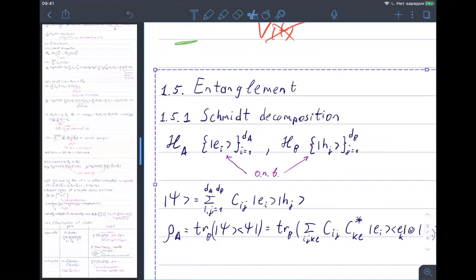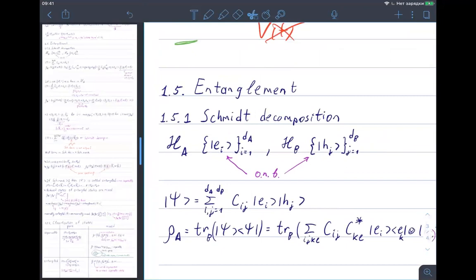And the story is the following. Let us consider two objects, two particles, for example: object A and object B, and let's say they live in two Hilbert spaces, and let us have two orthonormal bases, which I denote with E and H. The dimensions of the spaces can be different.